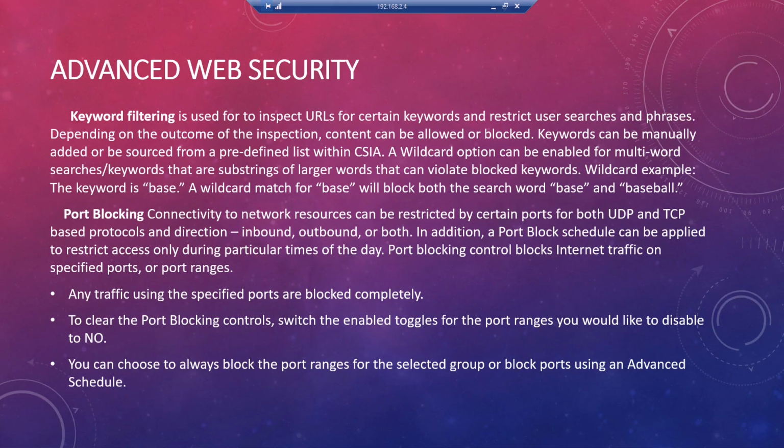It has very advanced web security features. The first one is keyword filtering. So what is keyword filtering? Keyword filtering is used to inspect URLs for certain keywords and restrict user searches and phrases. Depending on the outcome of the inspection, content can be allowed or blocked. Keywords can be manually added or be sourced from a predefined list within CSIA.